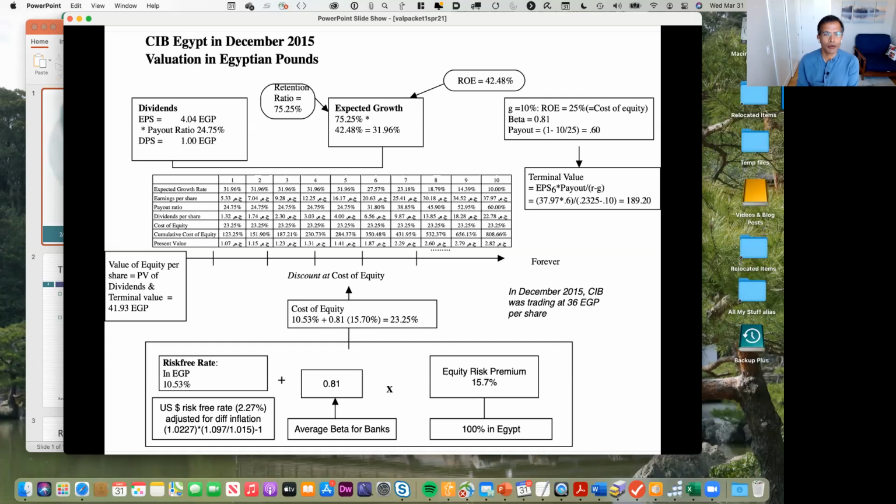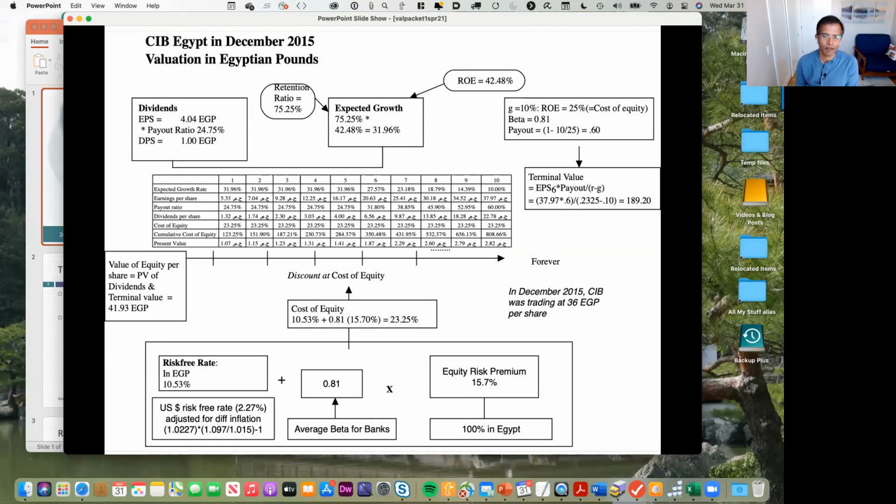I'm going to show you a traditional bank valuation. This is how I used to value banks, and we'll talk about why this is the approach that most people used to value banks. It's a bank called CIB. It's an Egyptian bank, and I'm going to do the valuation in Egyptian pounds. So that's going to create a little bit of distortion because you're not used to seeing things in pounds, but it's not that big a deal.